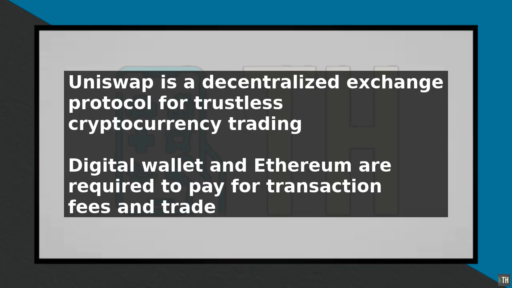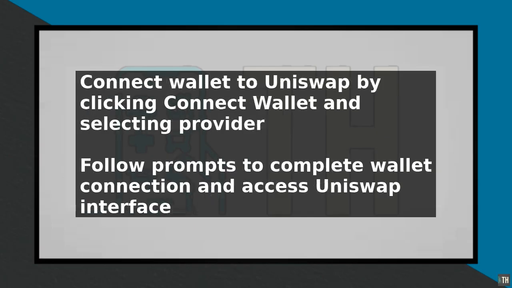First, go to the Uniswap website and click on the Launch App button. This will take you to the Uniswap interface where you can connect your digital wallet. Click on the Connect Wallet button and select your wallet provider from the list of options. Follow the prompts to connect your wallet to Uniswap. Once your wallet is connected, you can start trading on Uniswap.